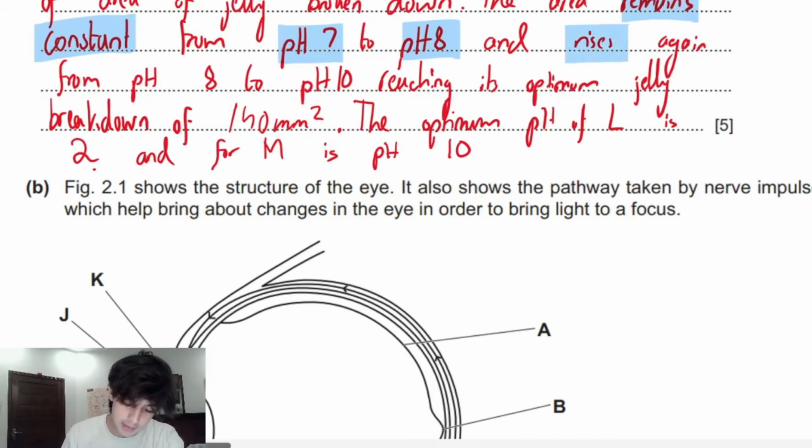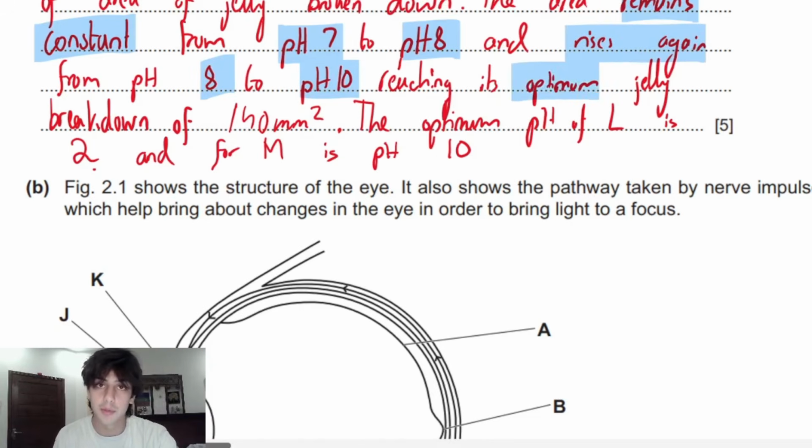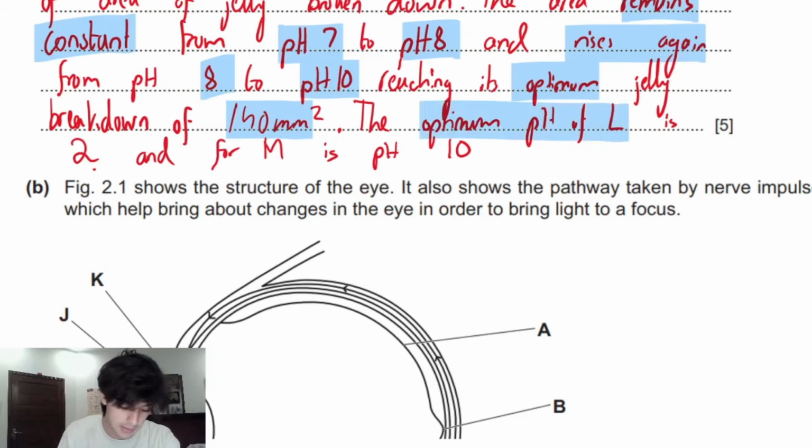So over here, it rises again from pH 8 to 10, reaching its optimum. Now the word optimum is very key. Jelly breakdown of 140. Now at the end, if you have space available, please make comparison statements, like this, describing the overall results. So we're going to say that the optimum pH of L is at 2, and for M is pH 10.